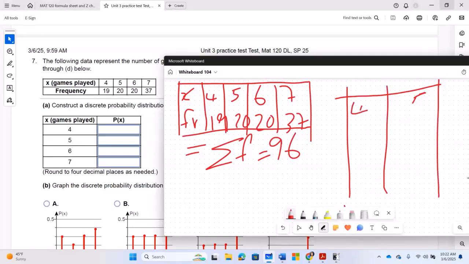So this is 4. When it is 4, I have 19 over 96. When it is 5, the relative frequency is 20 over 96. When it is 6, it is 20 over 96 again.